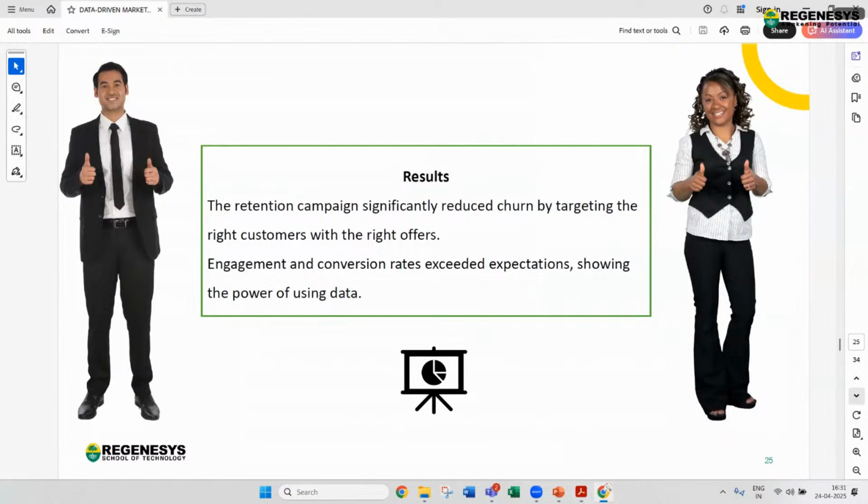This retention campaign significantly reduced churn by targeting the right customers with the right offers, and engagement and conversion rates exceeded expectations. So data analysis is very important. If we have 10,000 customers and want to detect patterns, it is very difficult without statistical tools. As I already told you, there are many statistical tools; this is an example of a different tool, the RFM model.